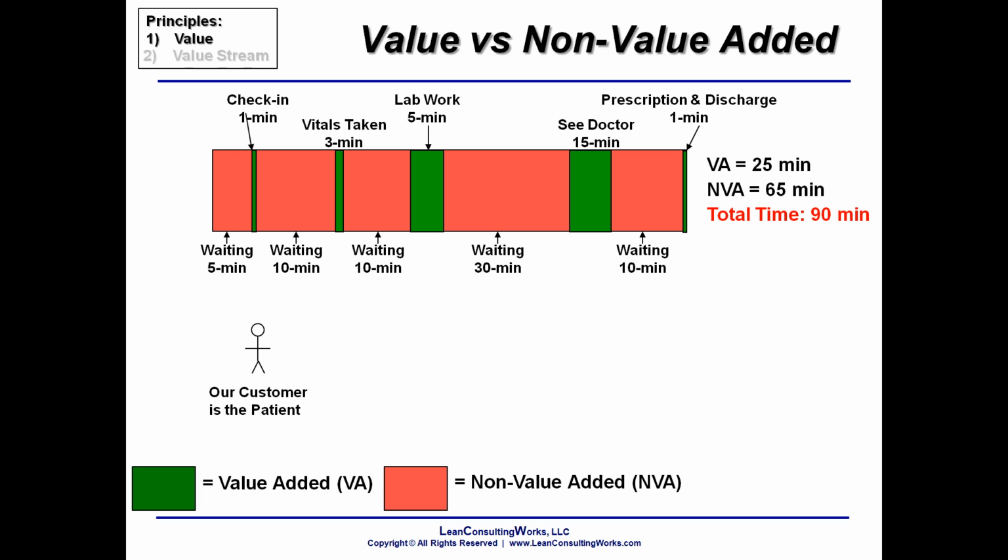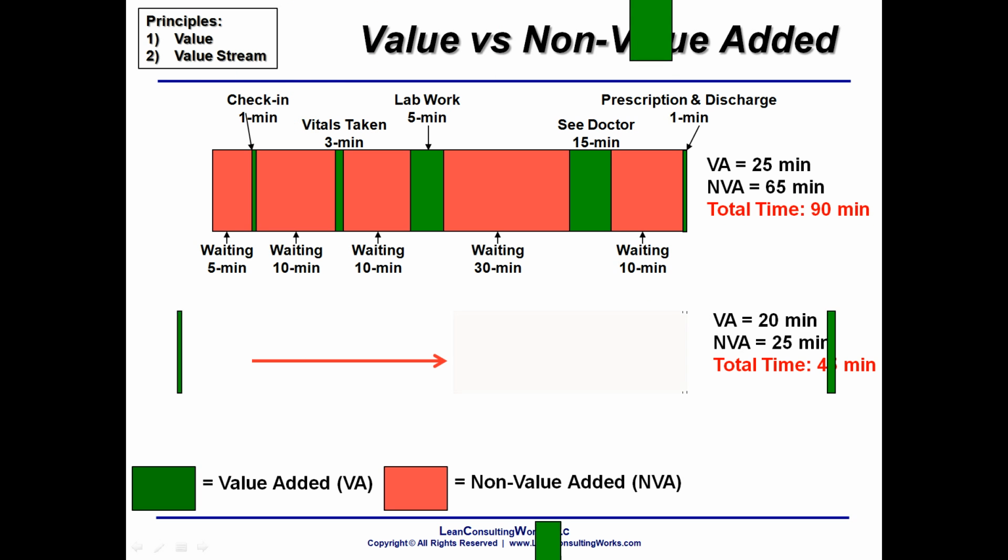Now let's look at the value stream, the second lean principle. The value stream would be all the steps taken during the patient's visit to include the waste. Now that we know who the customer is and what the customer considers value added, we know exactly what the non-value added steps are and should work to reduce or eliminate each of those steps. So if you look at our example, you'll see the total time for a doctor's visit is 90 minutes, of which 65 of those minutes are considered non-value added by the customer.